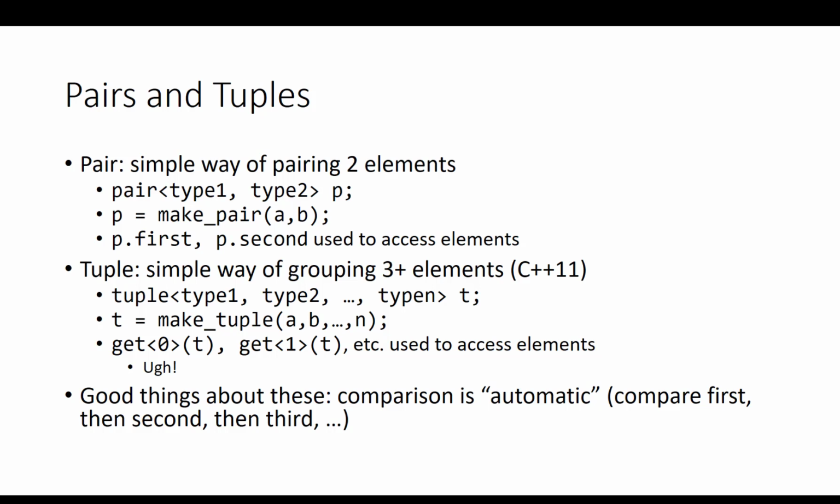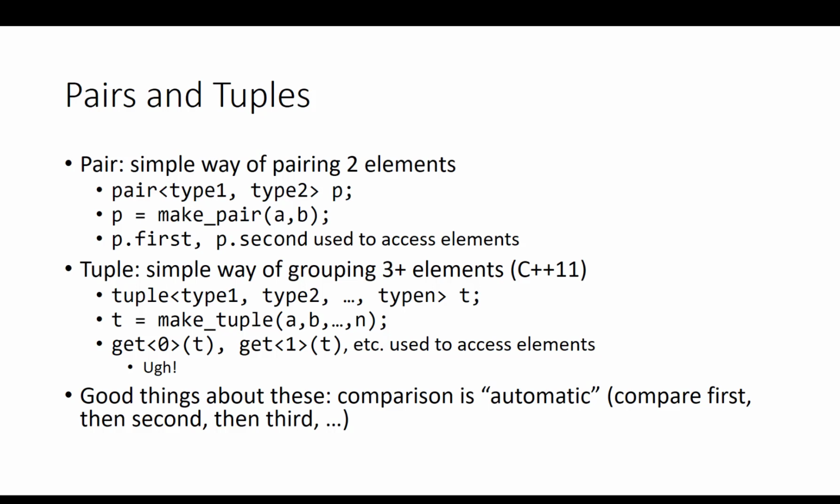So if you compare two pairs, it's going to first compare the first thing, and if the first things are equal, then it compares the second thing. Okay, and so having a pair is a simple way of creating a structure and automatically allowing comparison of the two things in the structure without having to write your own comparison function.